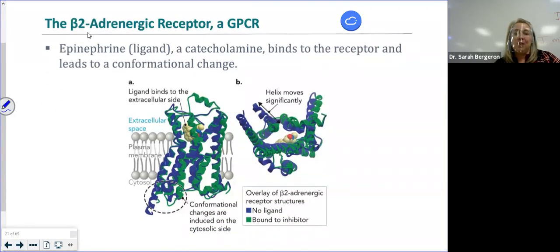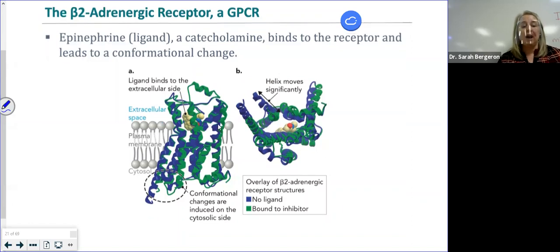So the ligand for the beta-2 adrenergic receptor is epinephrine. When do we produce epinephrine? Fight or flight, we make epinephrine. So when epinephrine binds to the beta-2 adrenergic receptor, it's going to create a conformational change. Where in the receptor is that conformational change the most important? Inside the cell, in the cytoplasmic portion of it.